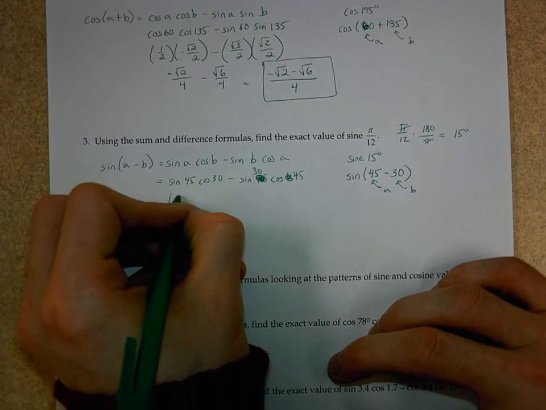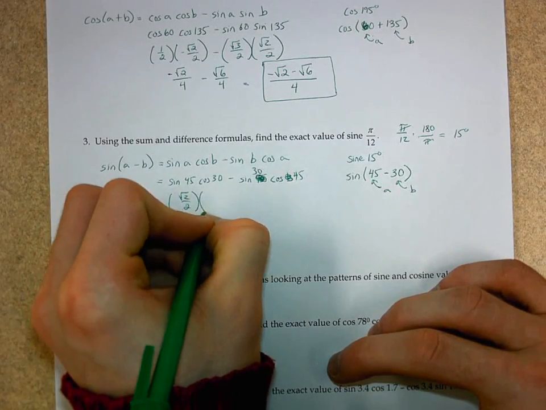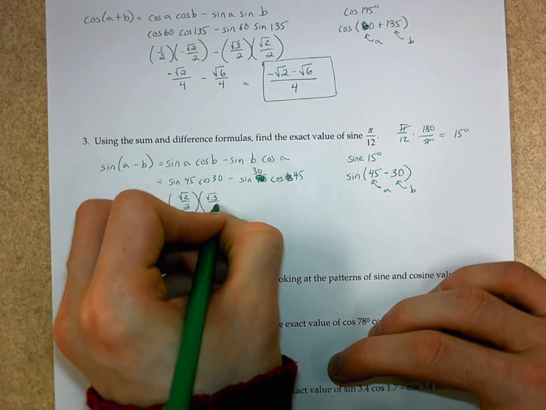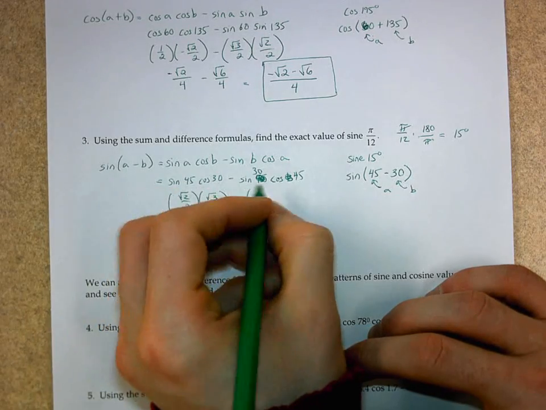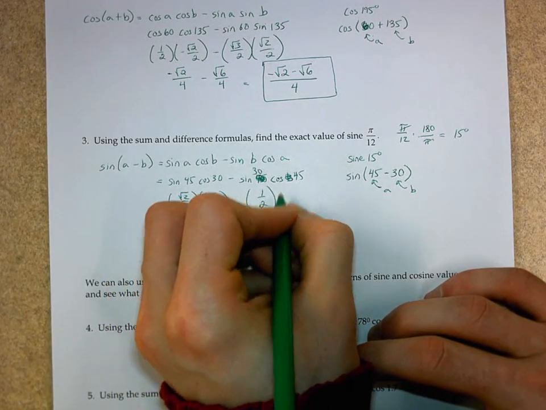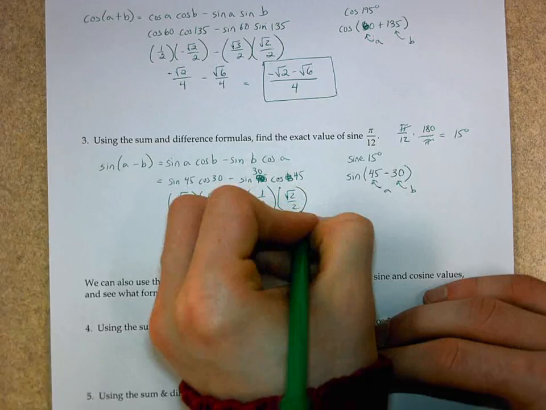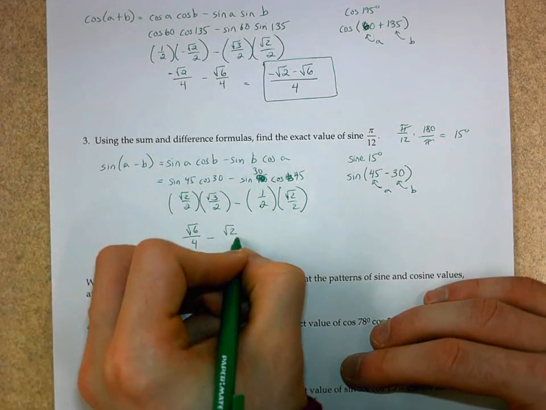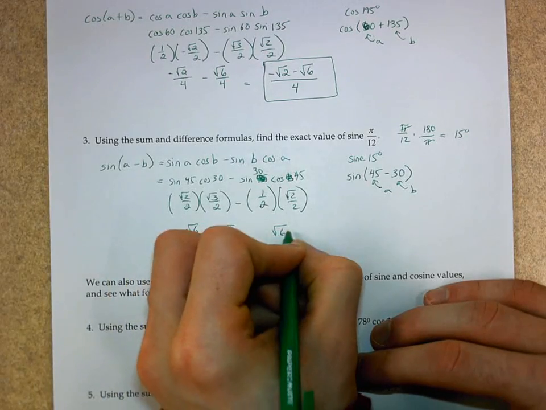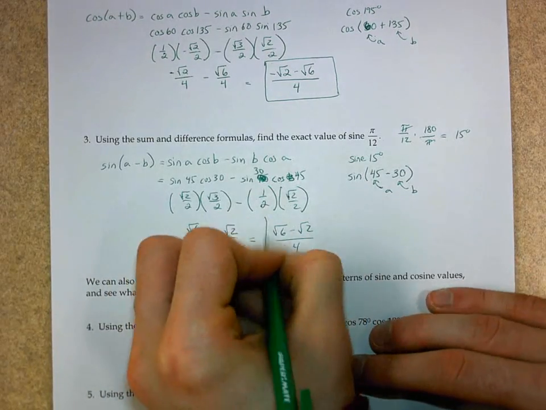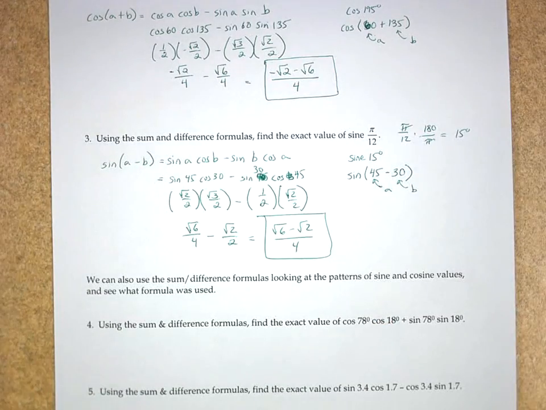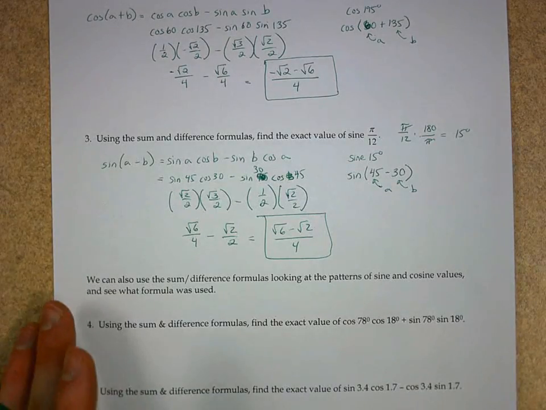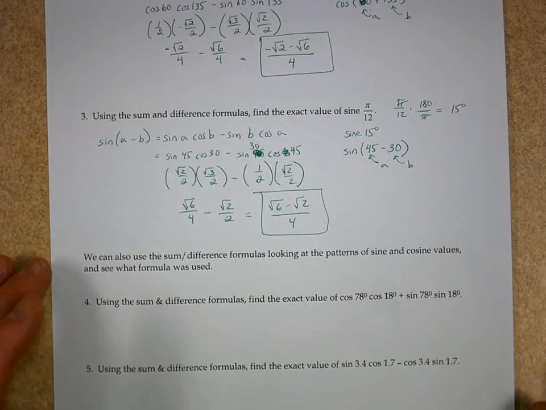Then I can solve that out. Sine of 45 is square root of 2 over 2. Cosine of 30 is going to be square root of 3 over 2. Sine of 30 is 1/2. And cosine of 45 is square root of 2 over 2. So square root of 6 over 4 minus square root of 2 over 4. And you can plug that into your calculator to confirm that the sine of 15 is really square root of 6 minus square root of 2 over 4.